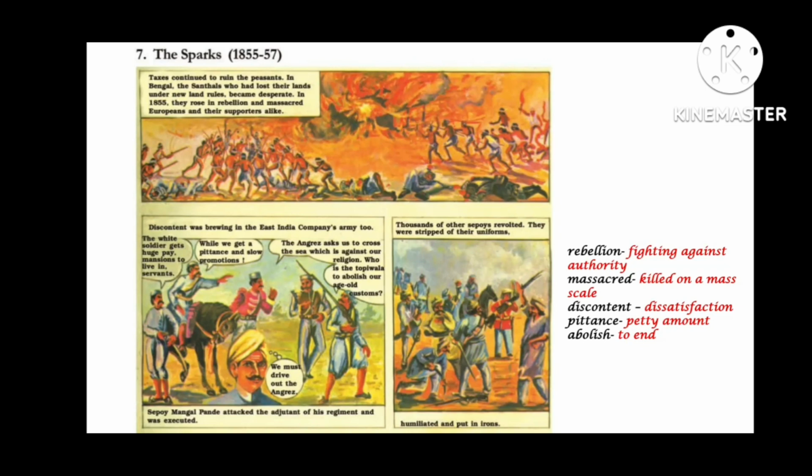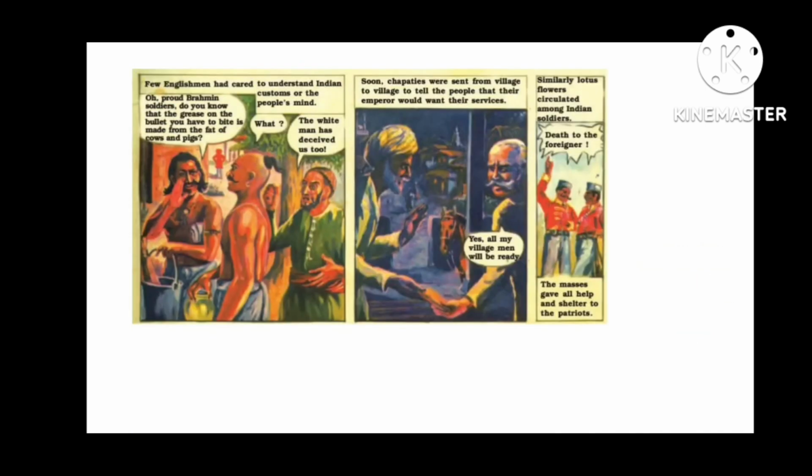There was a soldier, Mangal Pandey, who attacked the adjutant of his regiment, and he was immediately executed, killed at that time. Thousands of other sepoys revolted. They were stripped of their uniform, humiliated, and put in irons. Humiliated means shamed. Other soldiers who revolted were killed or put behind bars.